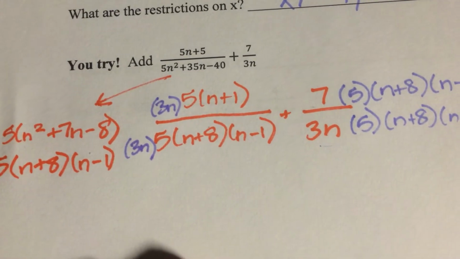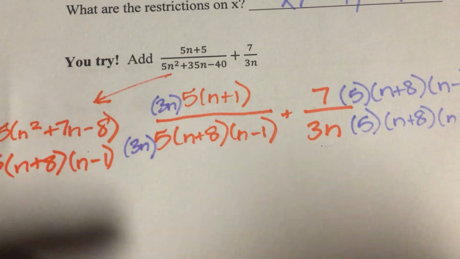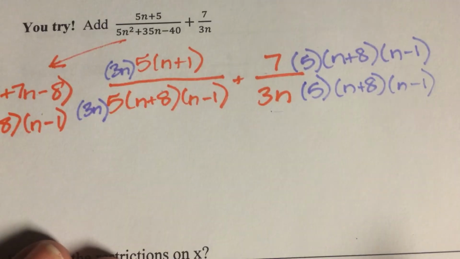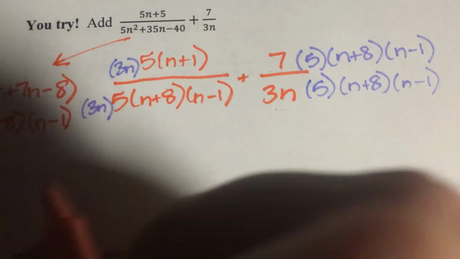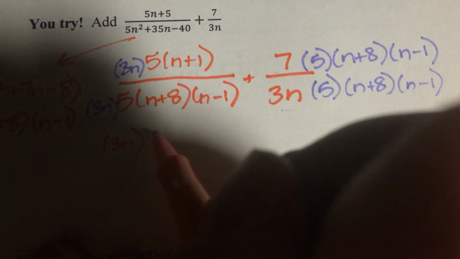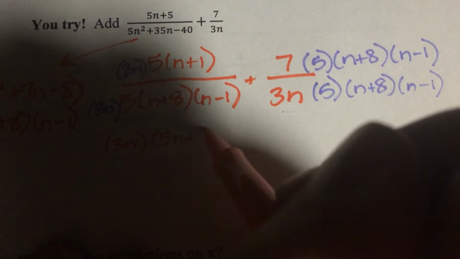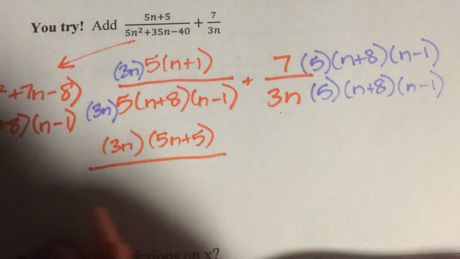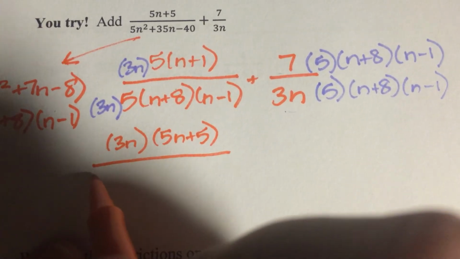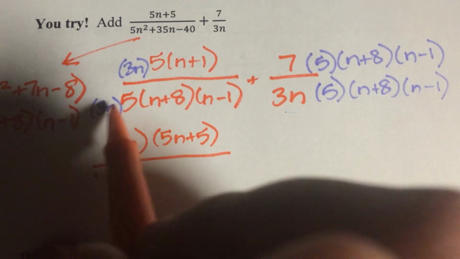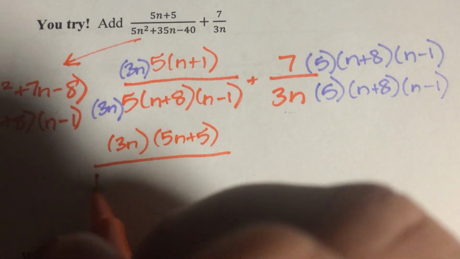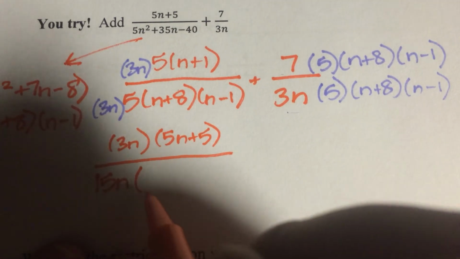All right. So this would be the same thing as, let's see, let's leave our 3n alone for right now. And we'll change this back to 5n plus 5. We can change our 3n times 5 to 15n if you want, just to keep things a little less crowded.